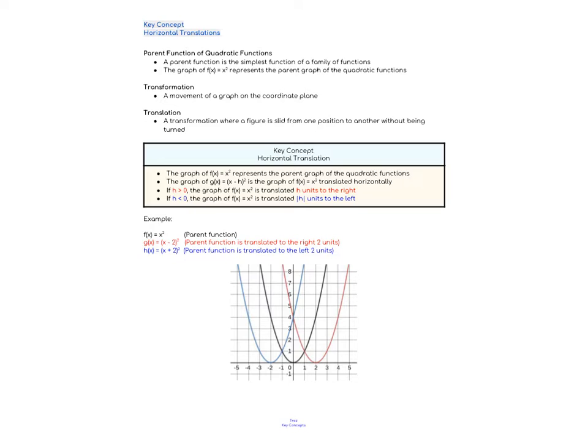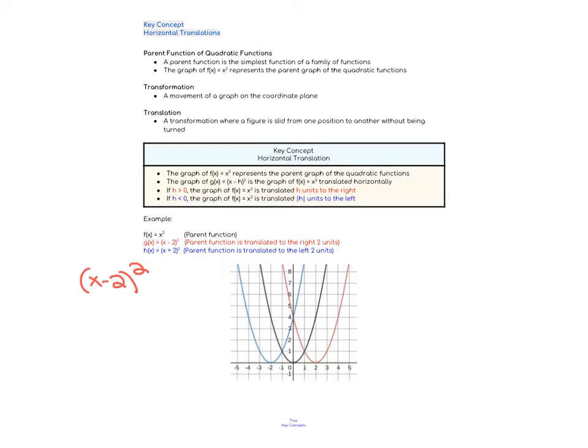Now this is where it gets a little bit tricky, because a common mistake is to see x minus 2 and say, oh, okay, since it's minus 2, this looks like negative 2, and negative we would move to the left. But in this case, the red graph, it moved to the right.